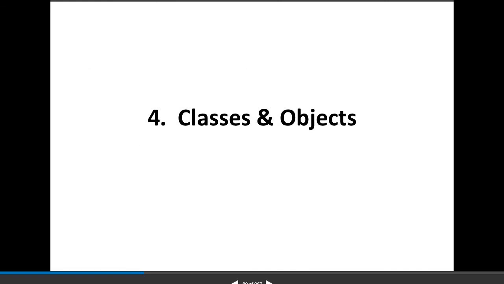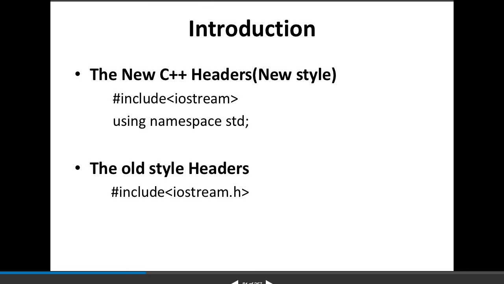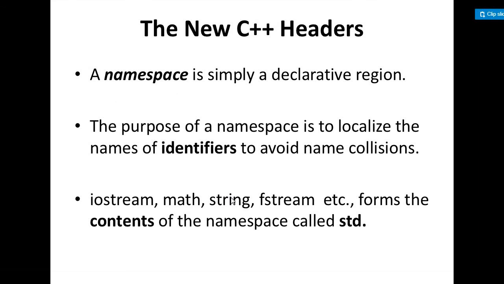Now come to class and objects. So this is the new style of introduction. Include header, include string, using namespace std. The old style is include string dot h. So this is the new header file. A namespace is simply a declarative region. The purpose of a namespace is to localize the names of identifiers to avoid name collisions. The namespace that contains the contents of the standard library is called std.